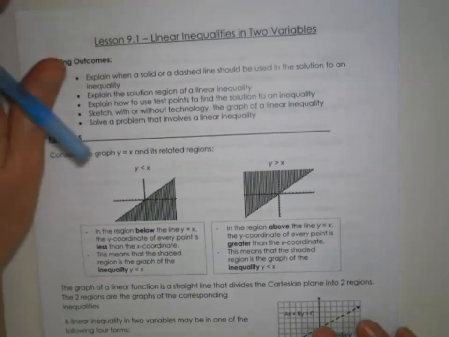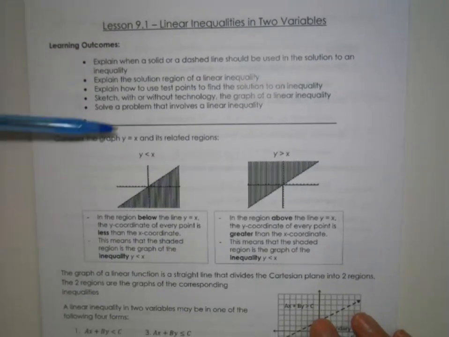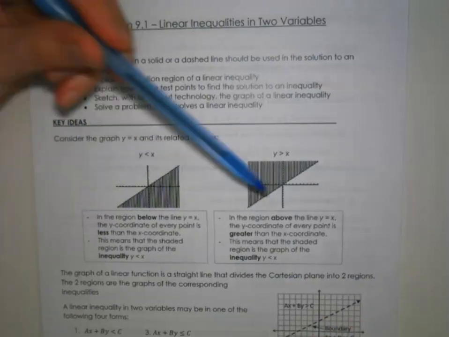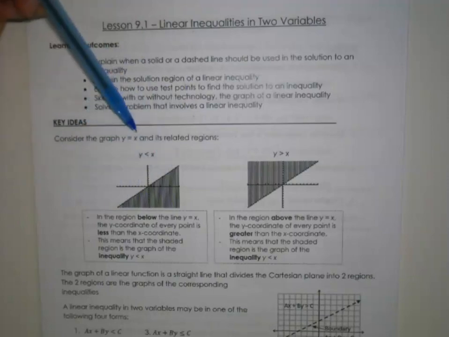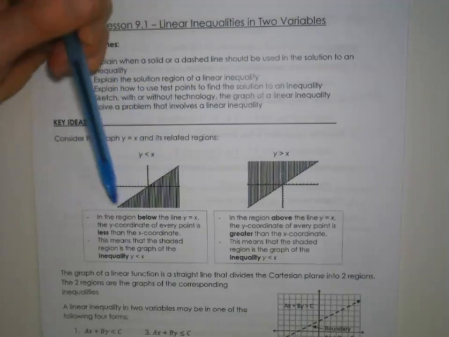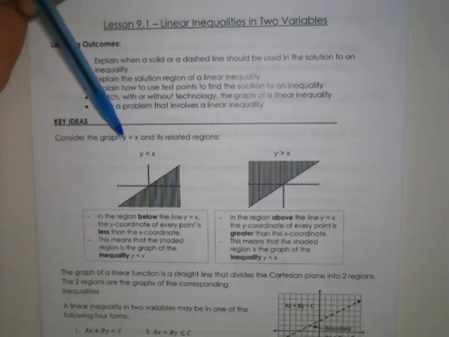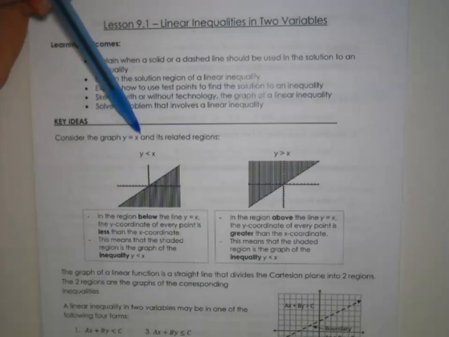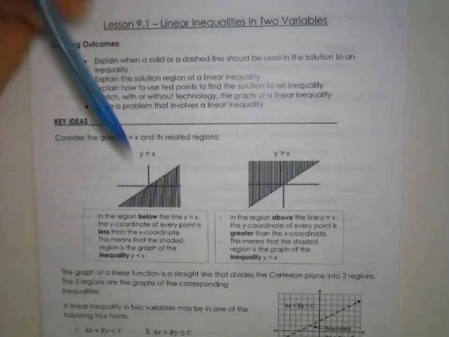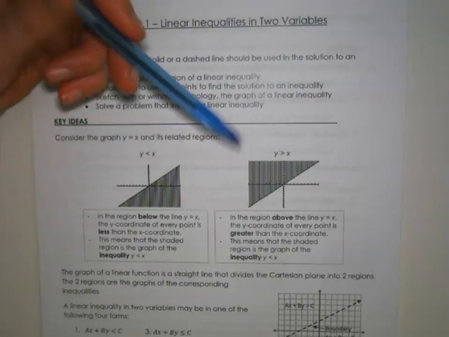So just to start out, thinking about what we're looking at when we're looking at linear inequalities. Basically, in each of these graphs here, we have a line that is the graph of y being equal to x. Both of these lines are identical, and they are graphed by saying that for every y coordinate, we have the exact same value for the x coordinate. So if x is 1, y is 1. If x is 2, y is 2.